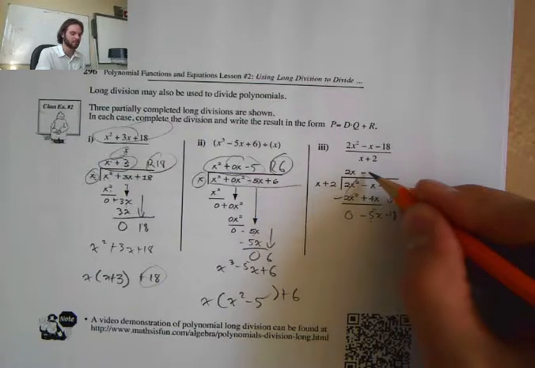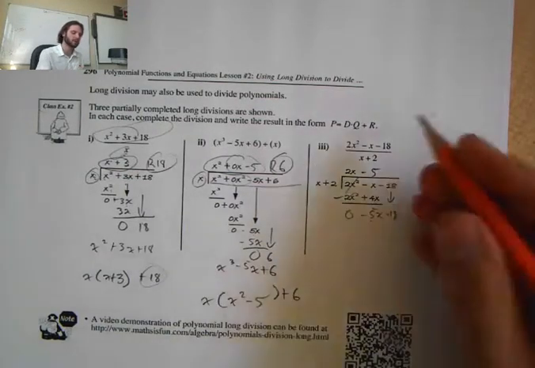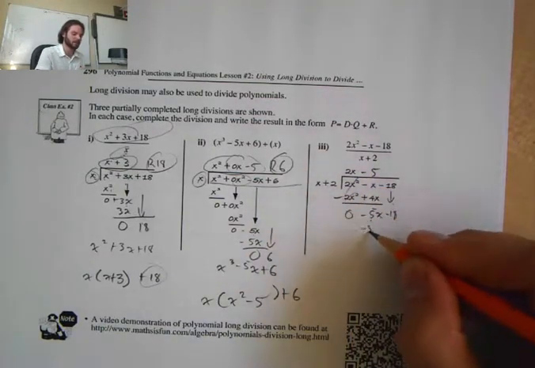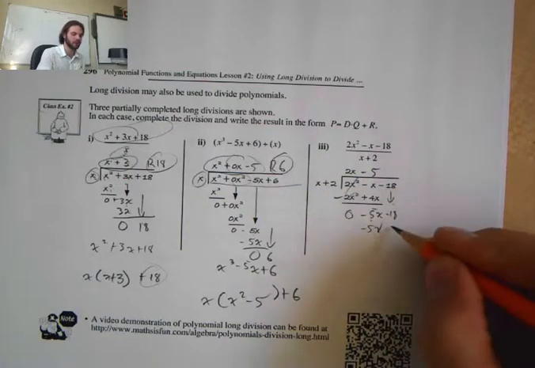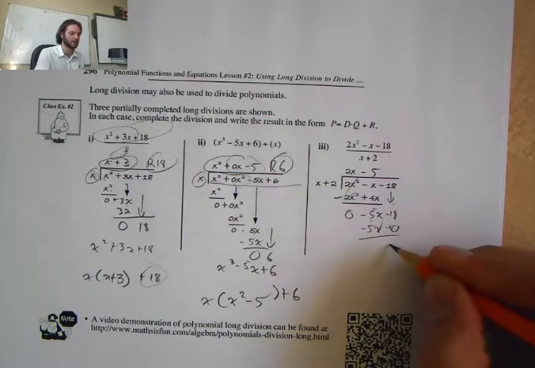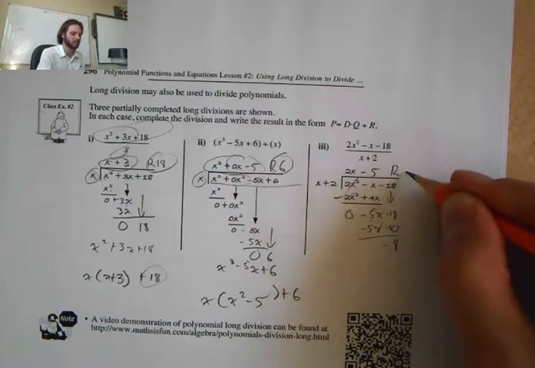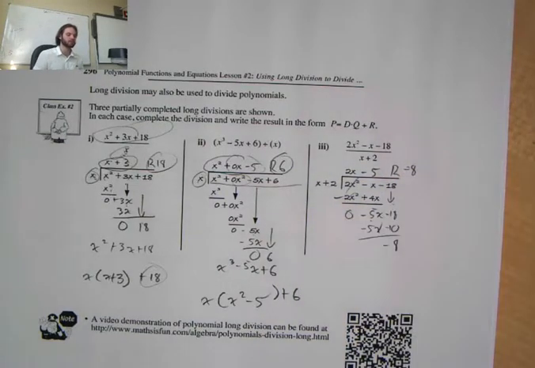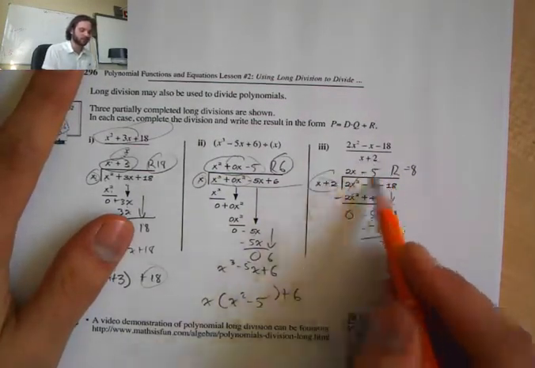I'm going to say minus 5 again. Okay, so I'm going to get negative 5x. Negative 5 times 2 is minus 10. I subtract, I'm going to get negative 8. So I have a remainder of negative 8. So now I know this multiplied by this.